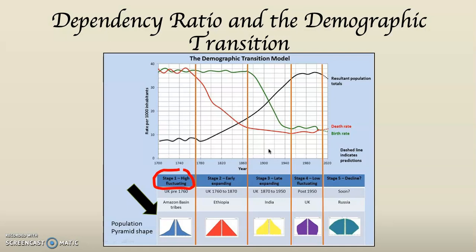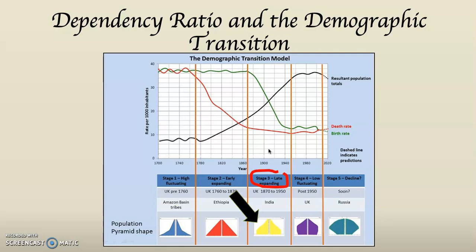And you can see the shape of the pyramid. Lots of people being born, but they don't live very long. Then in stage 2, notice the pyramid really begins to look like a pyramid. This was the UK from 1760 to 1870, where the Industrial Revolution began. Today, Ethiopia, along with a number of other countries, have pyramids that look like that.